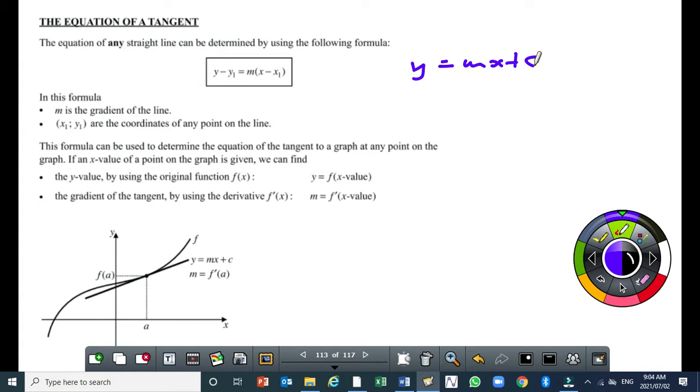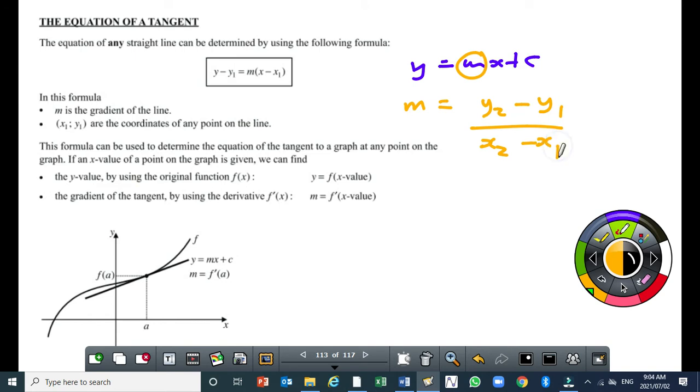So what you need to know is that in calculus, this m, which in the past you were finding as m equals (y2 minus y1) over (x2 minus x1). That's how you were taught to find the gradient in grade 9, grade 10, grade 11, and in analytical geometry. Now, when it comes to calculus, we don't use this formula anymore. We don't use this formula to find the gradient.